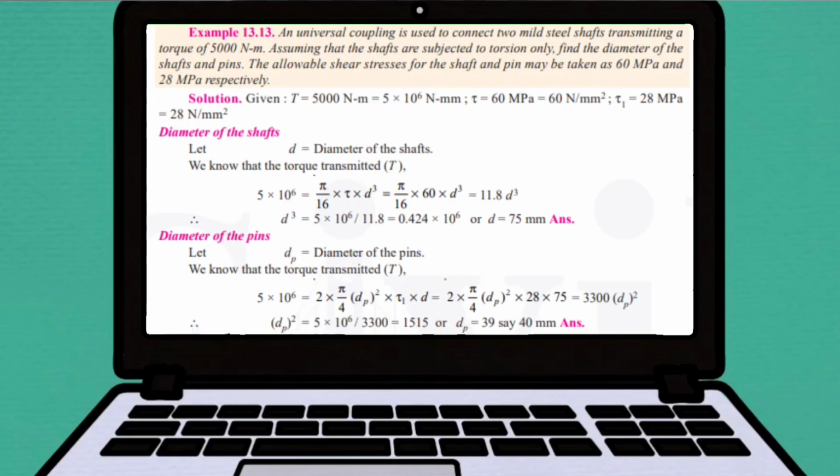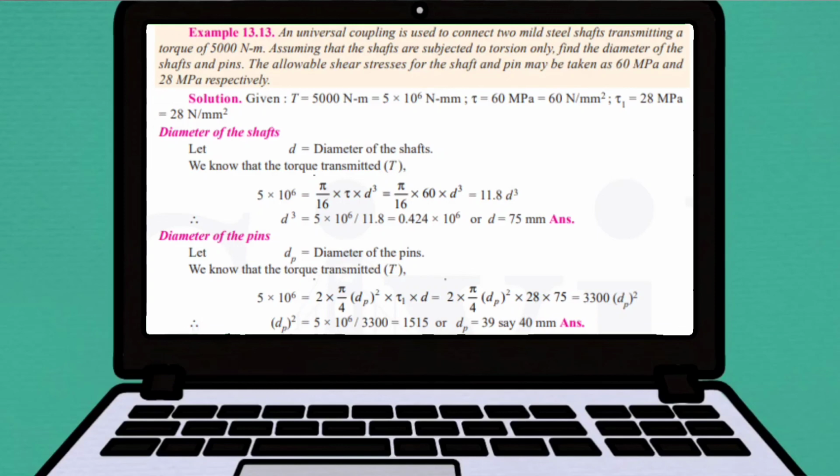Solution. We have given T is equal to 5,000 Newton meter or equivalent to 5 times 10 raised to 6 Newton millimeter, tau is 60 MPa, equivalent to 60 Newton per millimeter squared, and tau sub 1 is 28 MPa, or equivalent to 28 Newton per millimeter squared. First, we will take a look at the diameter of the shafts.